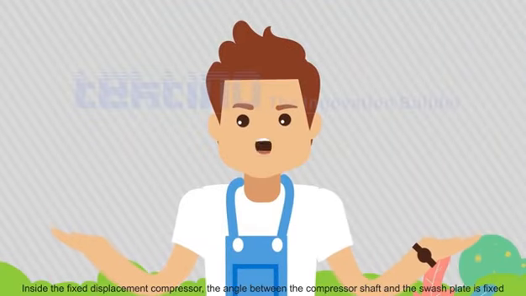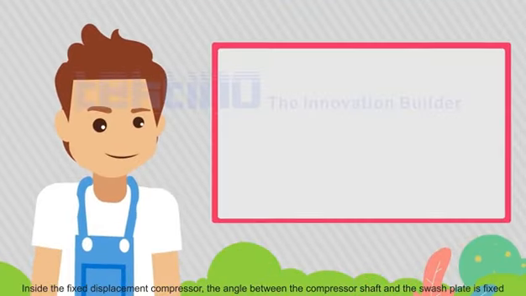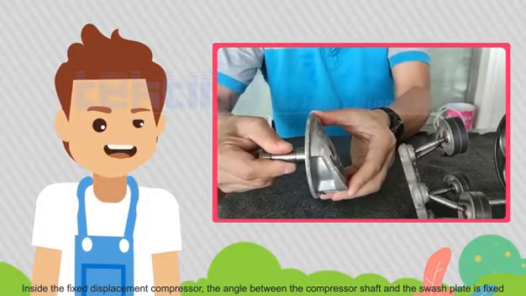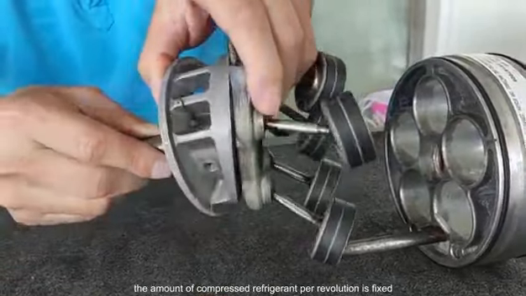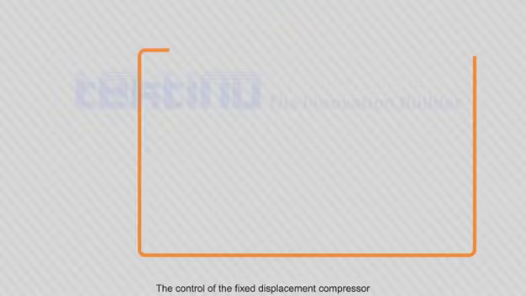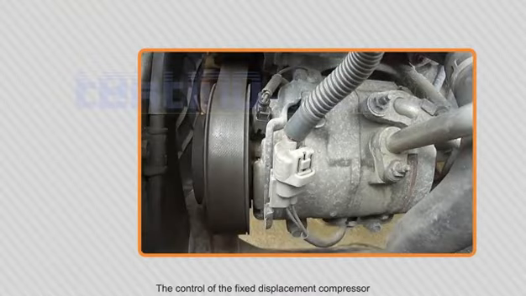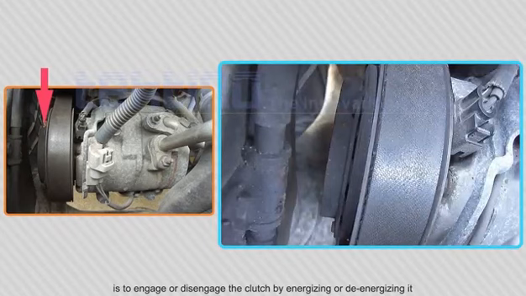Inside the fixed displacement compressor, the angle between the compressor shaft and the swash plate is fixed. Therefore, when the compressor rotates, the amount of compressed refrigerant per revolution is fixed. The control of a fixed displacement compressor is to engage or disengage the clutch by energizing or de-energizing it.